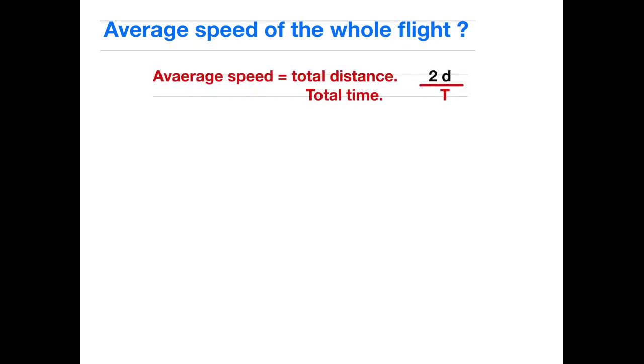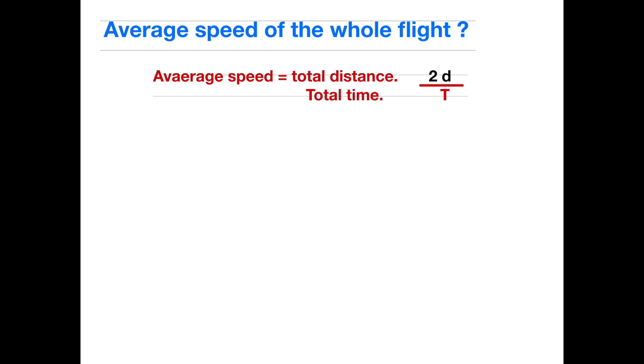Since we are asked to find the average speed for the whole flight, we use the average speed formula: total distance by total time. How much is the total distance? That is 2d. How much is the total time? Let's represent that with capital T.